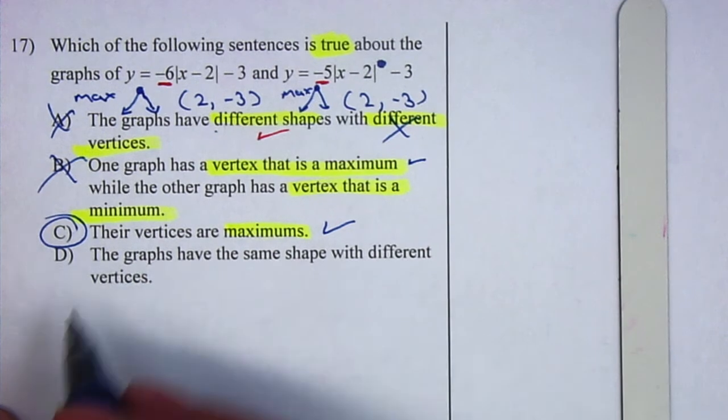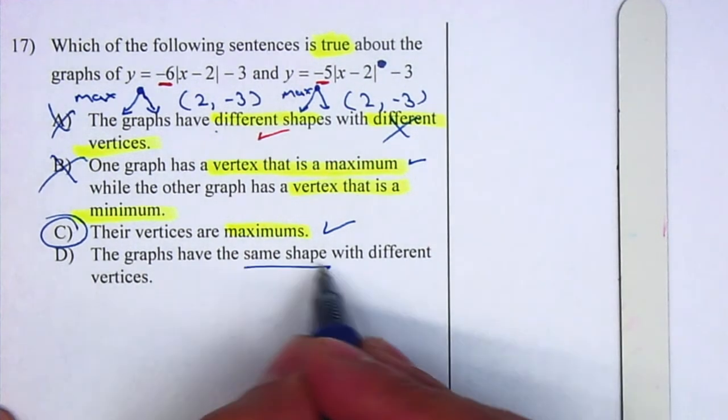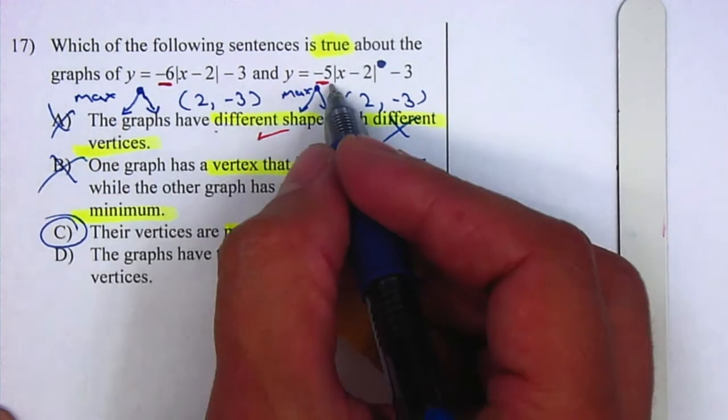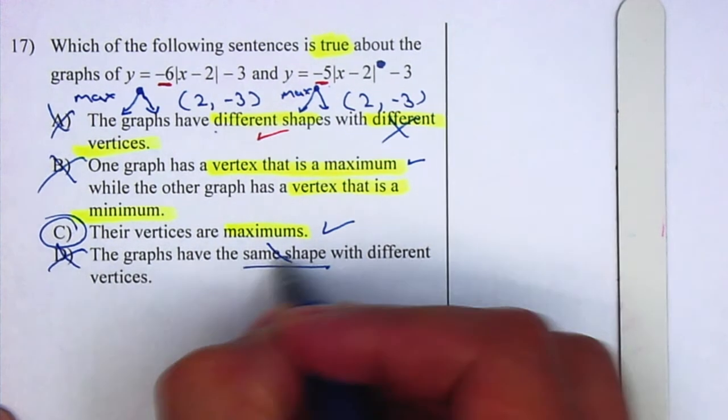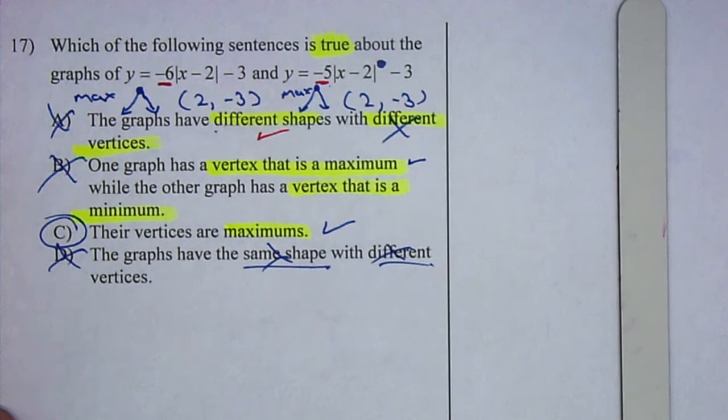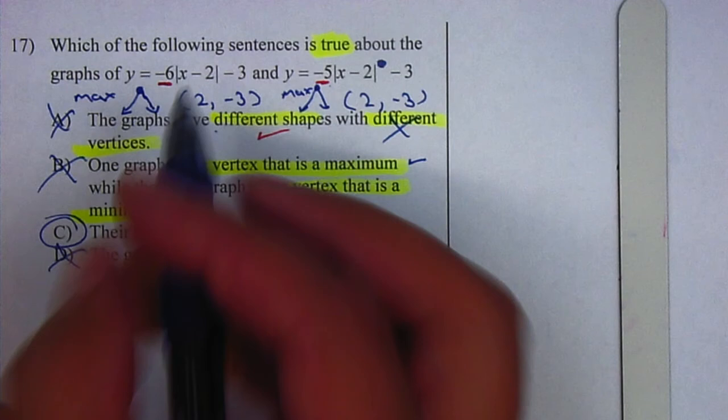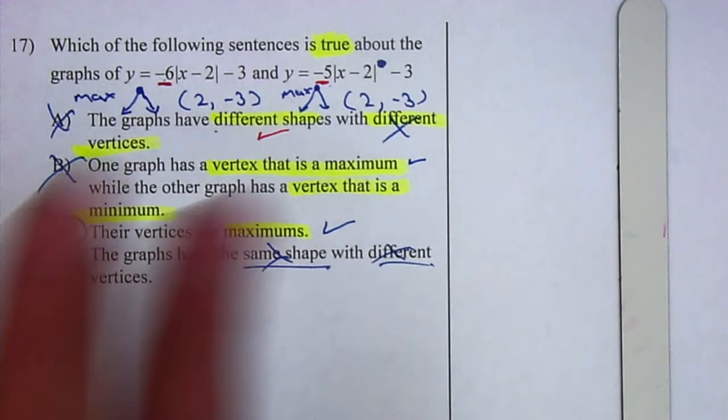Let's look at the last option. The graphs have the same shape. Do you have the same shape? No, they have different shapes. Do you have different vertices? No, they have the same vertex. Remember, the shape is talking about whether it's wider or narrow.